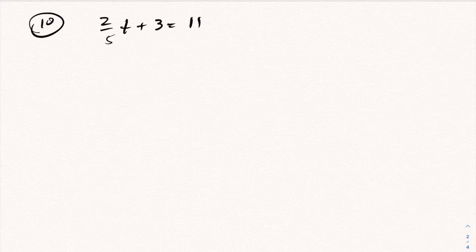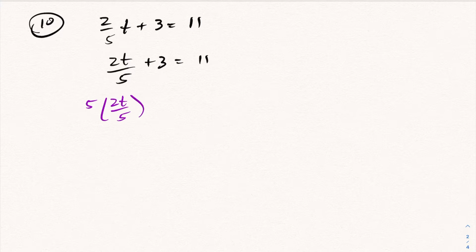So take a look at number 10 here. We have 2/5 t plus 3 is 11. Again, you can rewrite this, if you want, as 2t over 5 plus 3 is 11. But now, as soon as you see fractions, we should try to get rid of the fractions. So in this case here, I'm going to multiply across by 5. So everywhere I see a term, I'm going to put a 5 in front. So anything separated by addition or subtraction, we put a 5 in front.